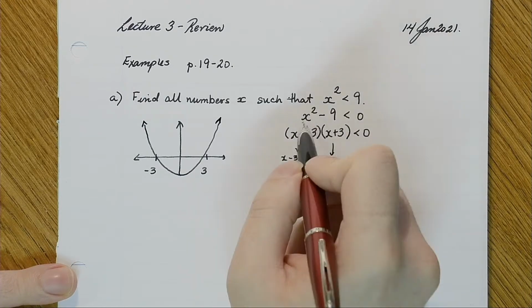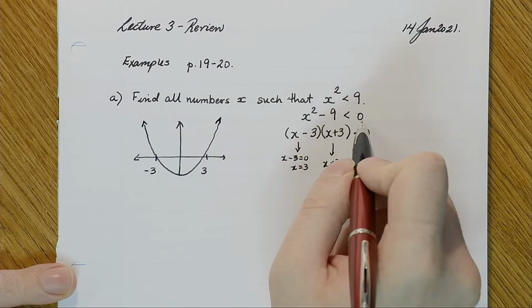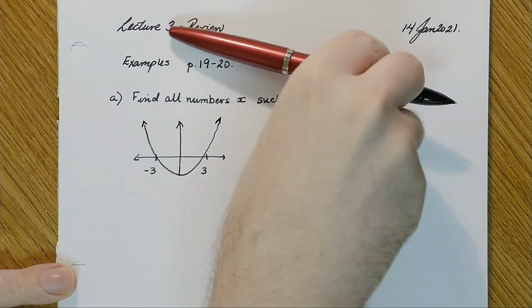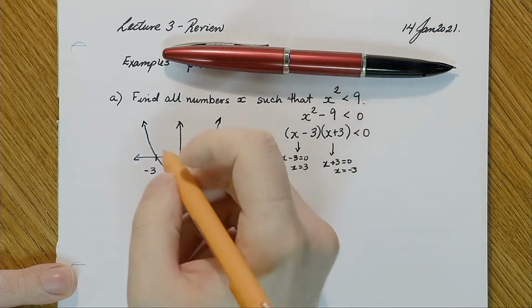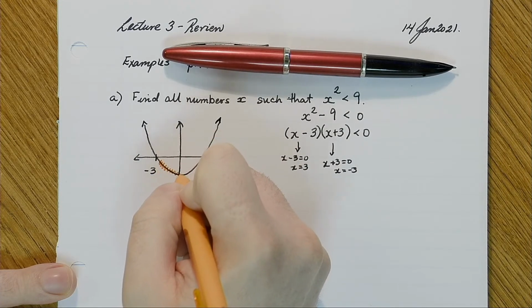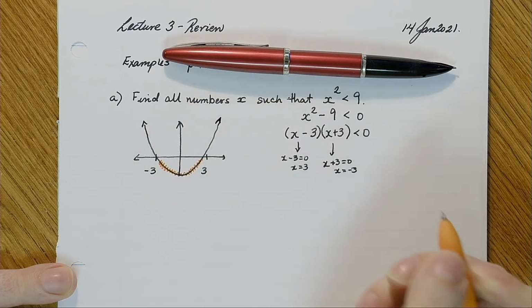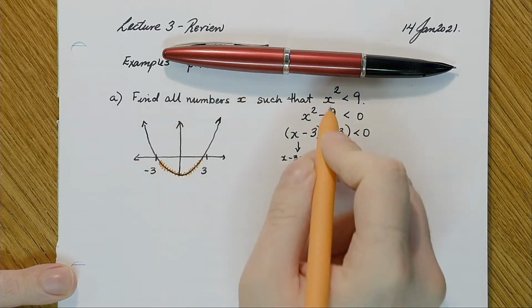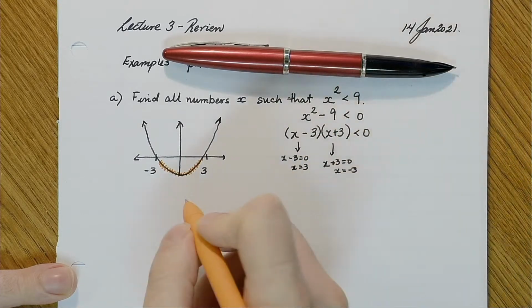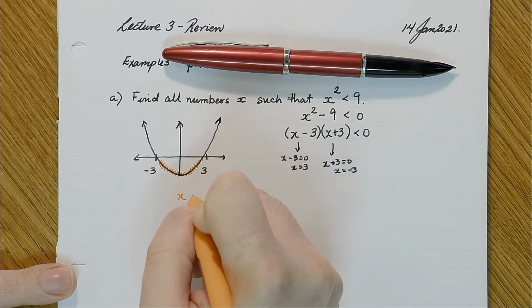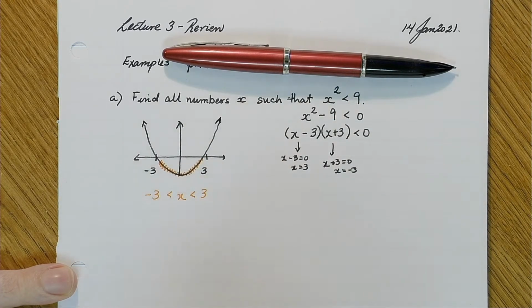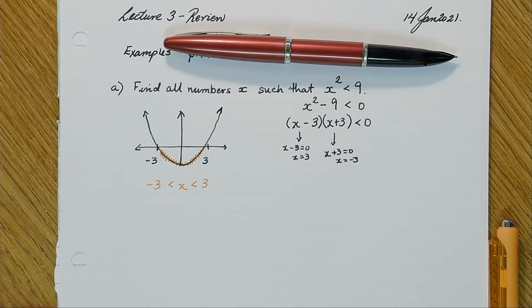What we're looking at is that we want it to be less than 0 at this point. So it's all of this graph part right here, which is less than 0, and it has to be strictly less than 0. So that means that x is between minus 3 and 3, and that's the answer.